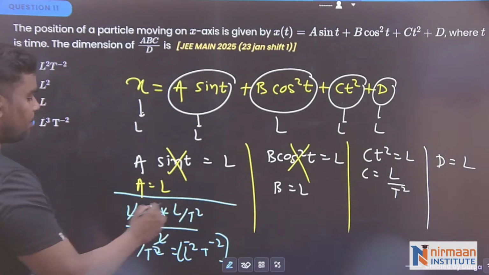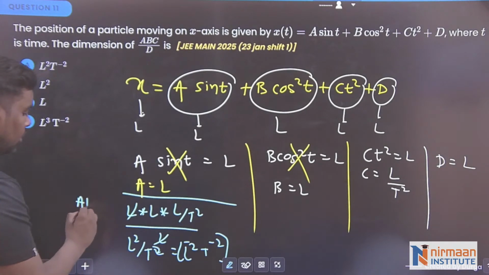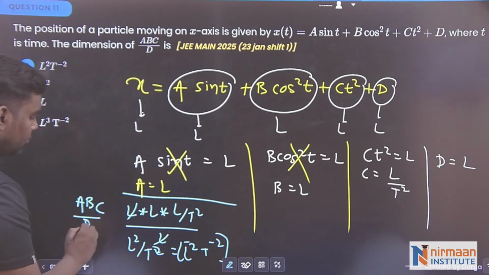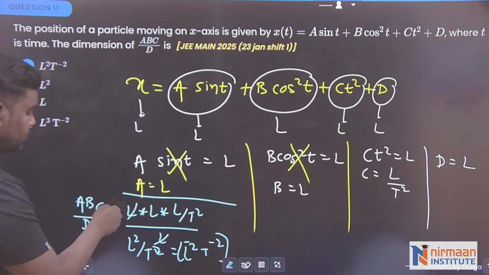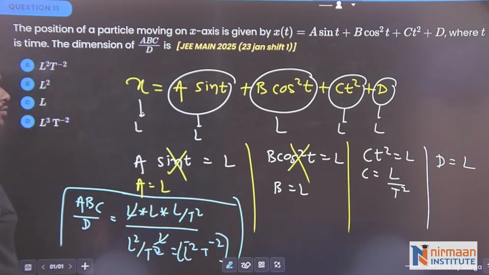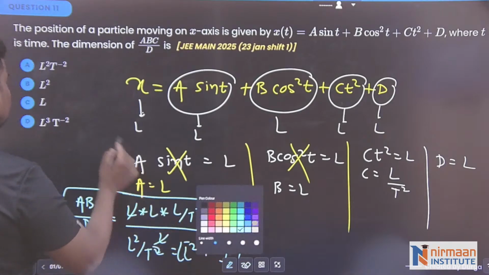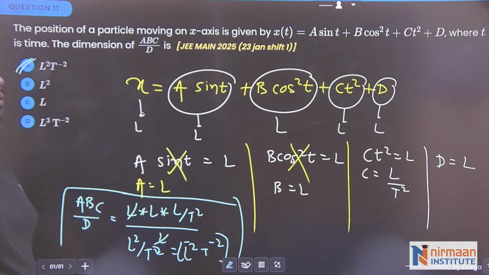Here I'm finding the ABC by D dimension. It's option A, L2 T minus 2.